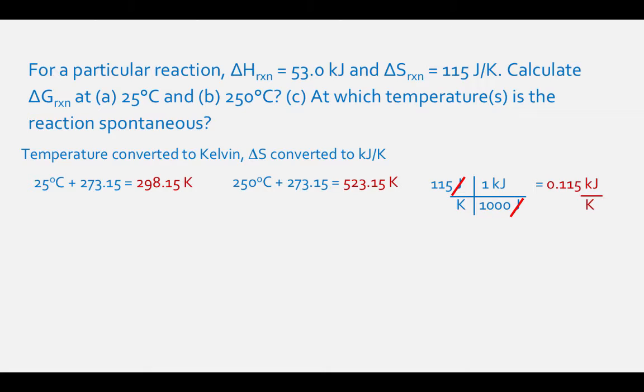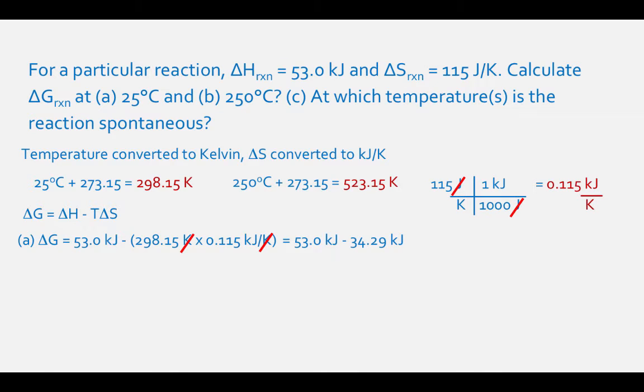kilojoules per Kelvin. For part A, plug your values into this equation. Delta G will equal 53.0 kilojoules minus 298.15 Kelvin times 0.115 kilojoules per Kelvin. This equals 53 kilojoules minus 34.29 kilojoules. The final answer will be 18.71, or rounded to 3 sig figs, 18.7 kilojoules.